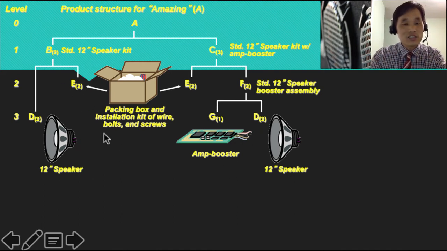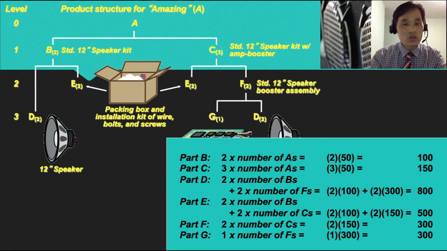What about E? We know 100 Bs are required. 1 B requires 2 Es, so 100 times 2 gives you 200. And here we have 150 Cs. One C requires 2 Es, and we need 150 Cs, so multiplying by 2 gives you 300. On your left side you have 200, on your right side you have 300. If you add them together, you know that you need 500 Es. In this way, you keep on calculating and find out the number of parts you need for this product.